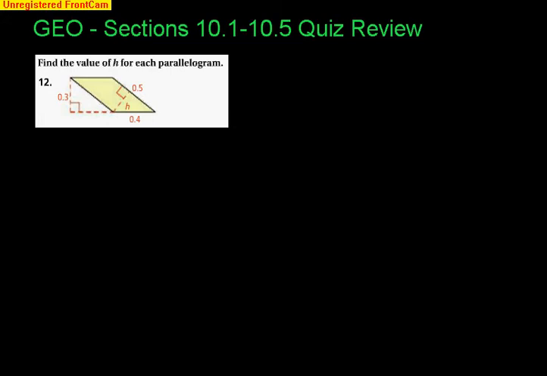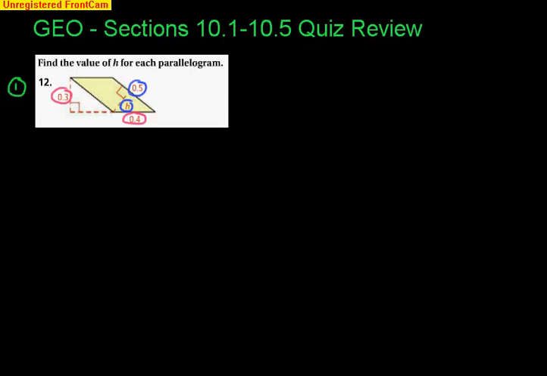Okay, so number one, here, we need to find the value of h. And if you look, this is a parallelogram. And again, every parallelogram has two pairs of bases and heights. So in this picture, the h that we have to find pairs with the 0.5. So I'm going to circle those in blue. And then the other pair, the 0.3, because it's perpendicular to the bottom here, pairs with the 0.4. There are your base and height pairs.